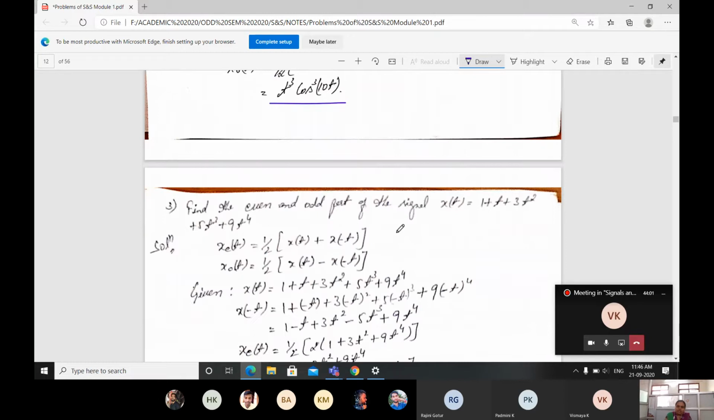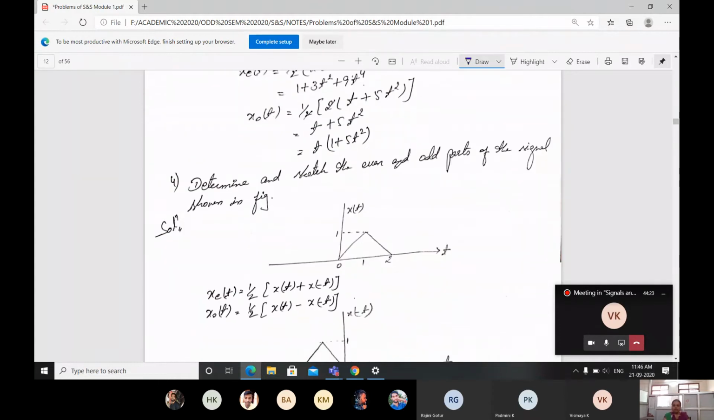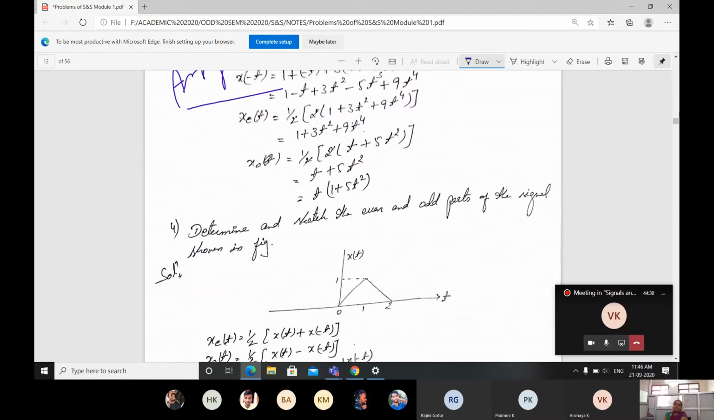This is one problem. This you have to do as the assignment. Whatever I told as assignment, you have to write in a separate book, assignment part only. Okay, this is the assignment. You do it once and then cross verify with the notes. Then we will go on to how a problem is solved. These are in terms of equations, but when it is given in terms of a signal, how do we find the even and odd parts?